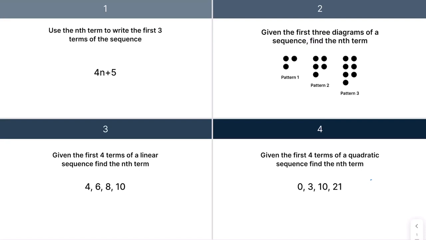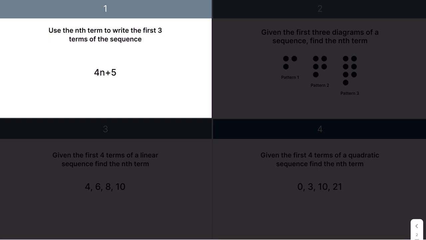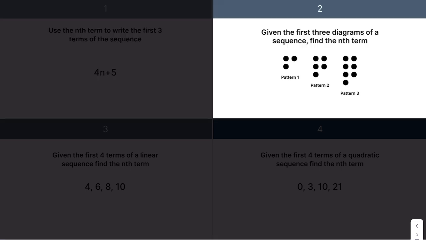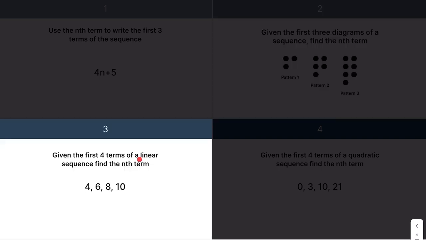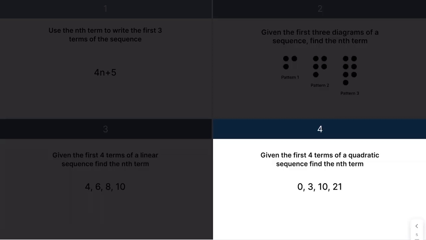So in this video, we're going to look at everything you need to know about nth term for your GCSE Maths exam. We're going to start off by looking at how you generate a sequence from an nth term. We're then going to look at how you get the nth term from a pattern, how you get the nth term from a linear sequence, and finally, how you get the nth term from a quadratic sequence.